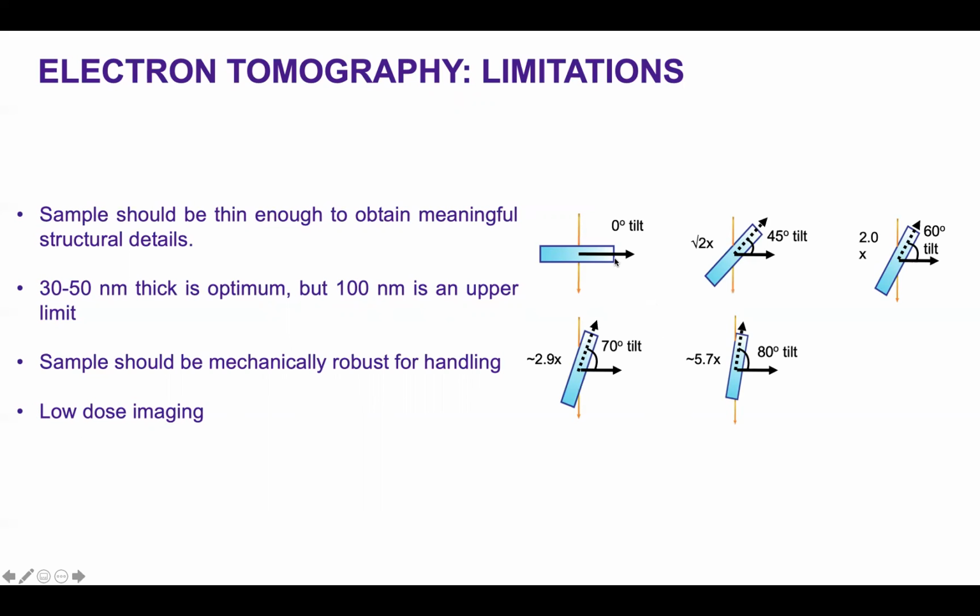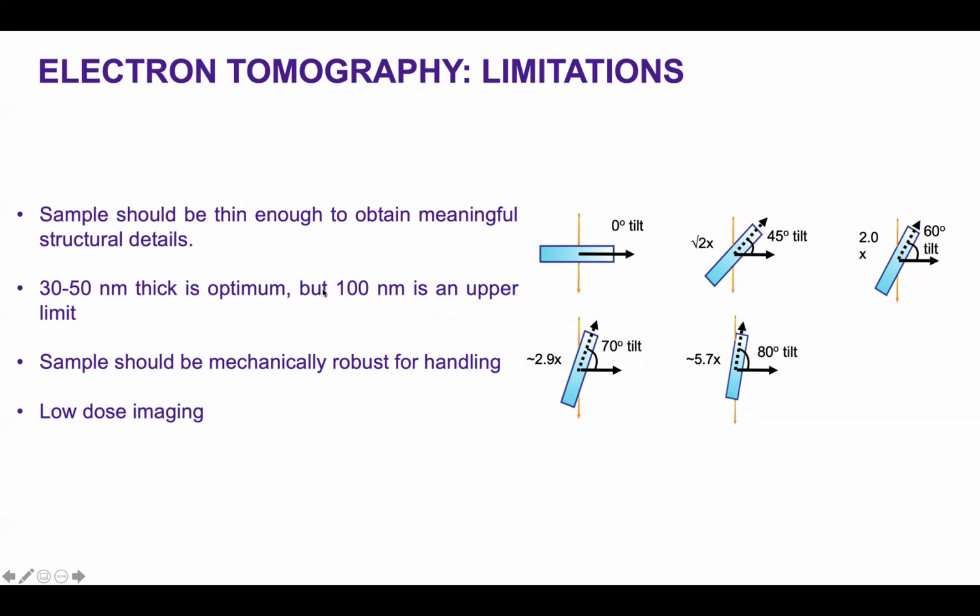Why the sample should be as thin as possible is because if you have a sample at zero tilt, it has exactly the same thickness. If you start to tilt the sample about 45 degrees, then the thickness increases by the square root of 2. And if you increase a little bit further, only a 15-degree change, as we move to higher angles, it increases by 2 times. If you go to 70 degrees, it increases 2.9, about 3 times; at 80, it is almost 6 times.